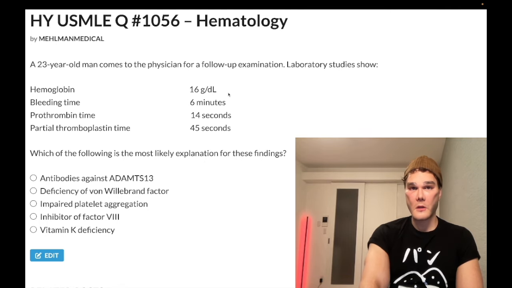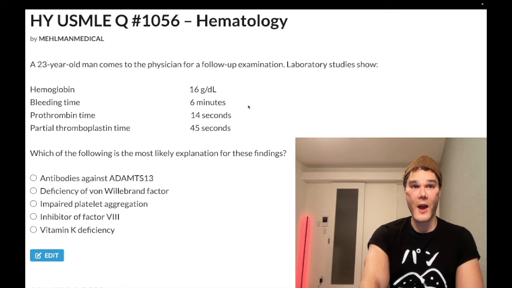Hemoglobin, 6.0 grams per deciliter, should be 13 to 17.5 in males and non-menstruating women, 12 to 17.5 in menstruating women. Bleeding time is normal, 6 minutes, should be 2 to 7 minutes. Prothrombin time is normal, 14 seconds, should be 10 to 15 seconds. PTT is slightly elevated, 45 seconds, should be 25 to 40 seconds.